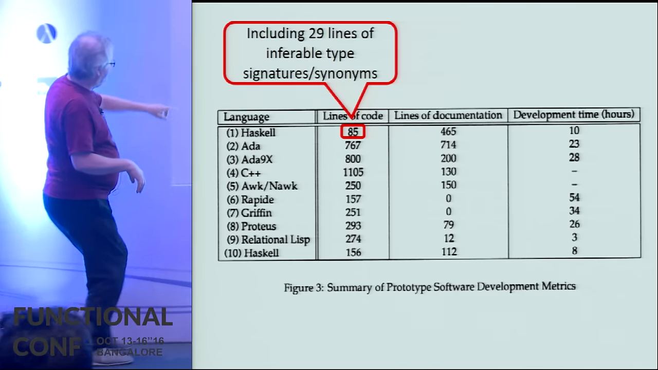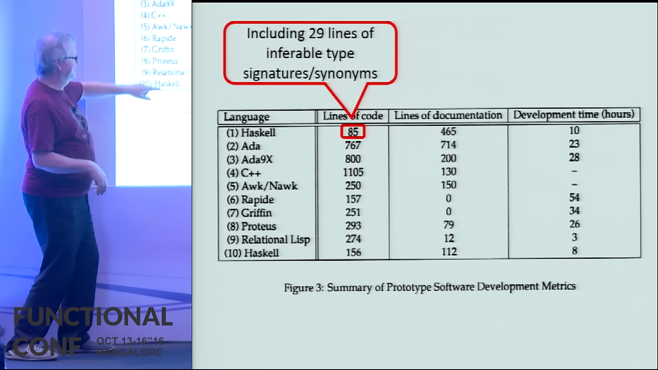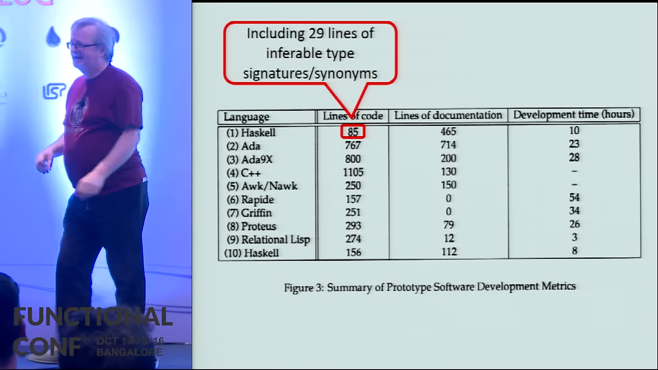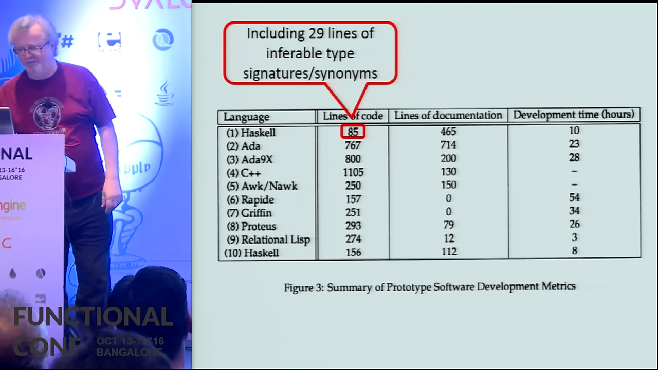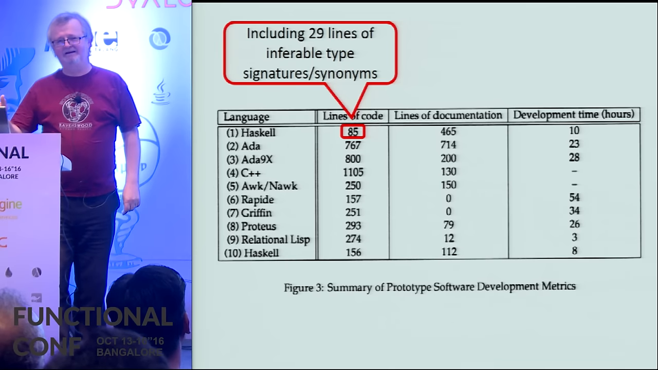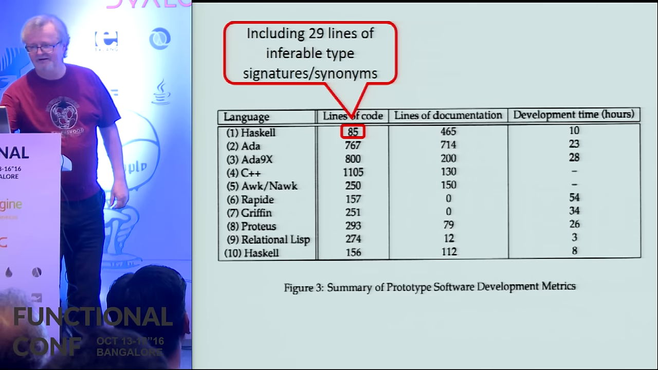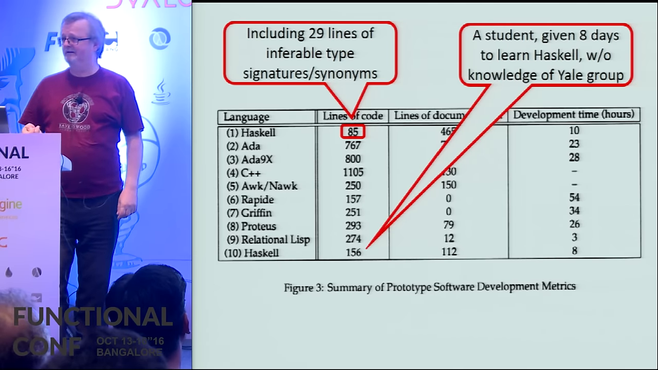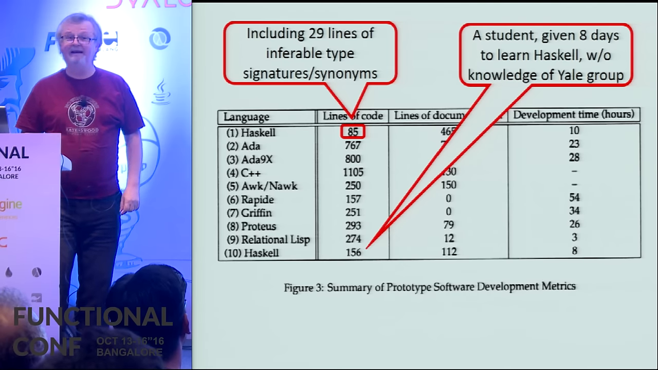You might see that Haskell appears in this list twice. So what's the second one? The evaluators gave the same problem to a graduate student somewhere else without telling Paul. And they just said, okay, you've got 8 days to learn Haskell, then see if you can solve the problem. And the student did.